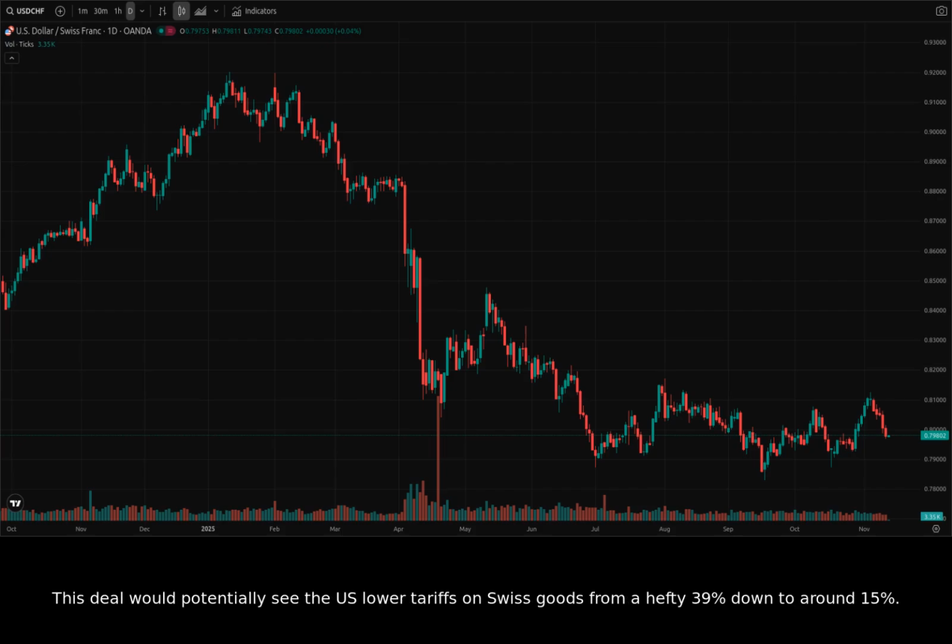This deal would potentially see the U.S. lower tariffs on Swiss goods from a hefty 39% down to around 15%. Naturally, this is fundamentally very bullish for the Swiss franc and therefore bearish for the USDCHF pair. Simultaneously, the U.S. dollar is facing its own set of pressures.